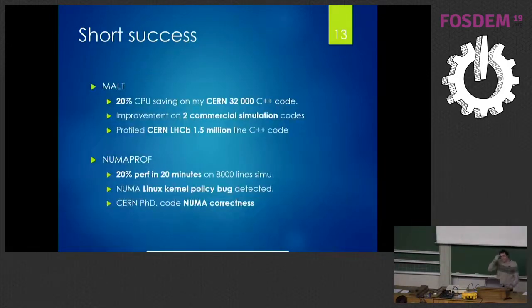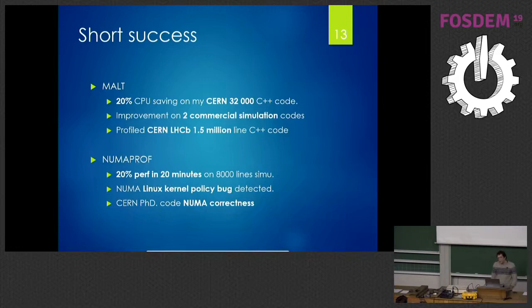So just to give some successes I had with those tools. MALT, when I was developing it, I was using it for my own development most of the time. So at CERN, I was managing a code of 32,000 lines of code in C++, and by saving some malloc calls, I was able to reduce the CPU usage of this application by 20%, which is, I mean, not null. And it was done in roughly, let's say, 15 minutes.